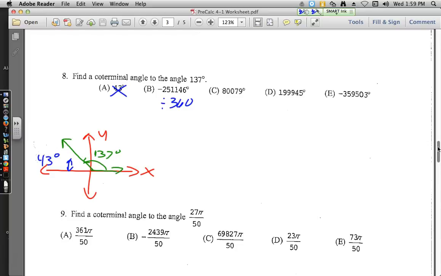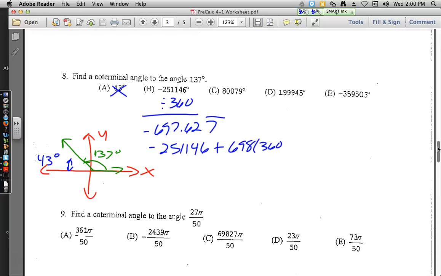So for number 8, if we take this obnoxious number of negative 251,146 and we divide that by 360, we get negative 697.627 repeating forever. And since this is negative, we round up so we can get an idea of where exactly this would land. So we're going to round to 698 times 360, and we're going to see what we get. And that comes out to 134 degrees. Well, we don't need 134 degrees. We need 137 degrees, so B is out.